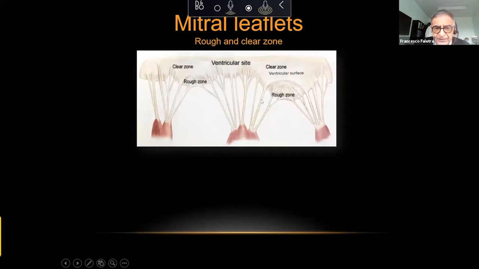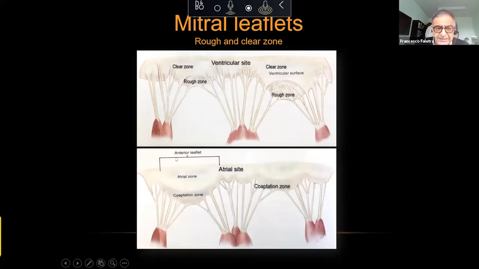So this is the ventricular perspective of the leaflets, and then you can see here the rough zone, a clear zone here, clear zone here. But what is interesting, with a lot of physiological implication, is the fact that this rough zone, if you look at it from an atrial perspective, not from a ventricular perspective, corresponds to the coaptation zone.